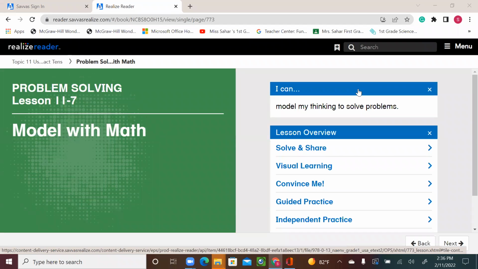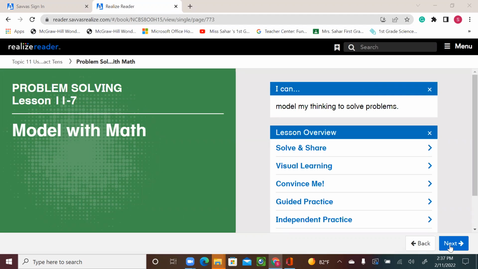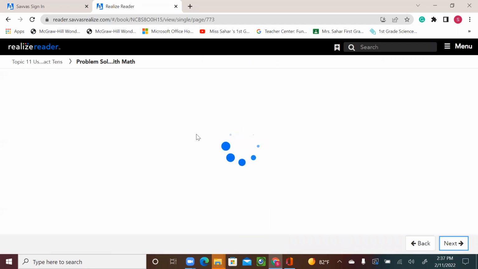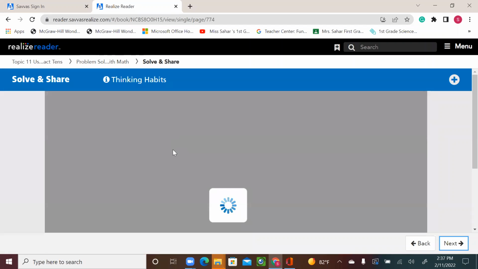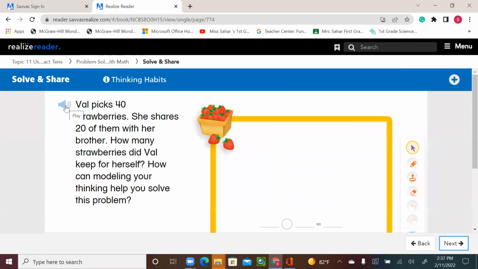Hello, first graders. Welcome to another lesson in our topic 11. That's the last lesson for this topic, problem solving. So we have a math subtraction equation with a sentence that we need to figure out how to do and which strategy is easy for us to use. So let's see what we have. Val picks 40 strawberries. She shares 20 of them with her brother. How many strawberries did Val keep for herself? How can modeling your thinking help you solve this problem?